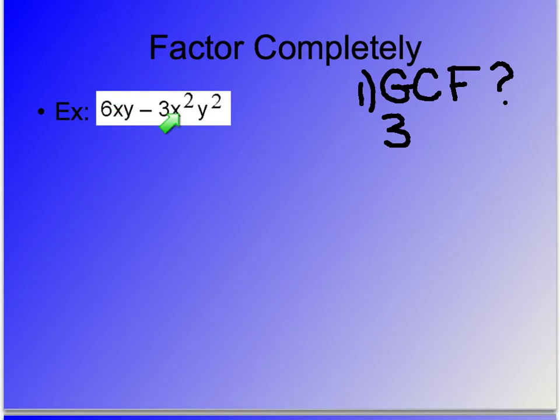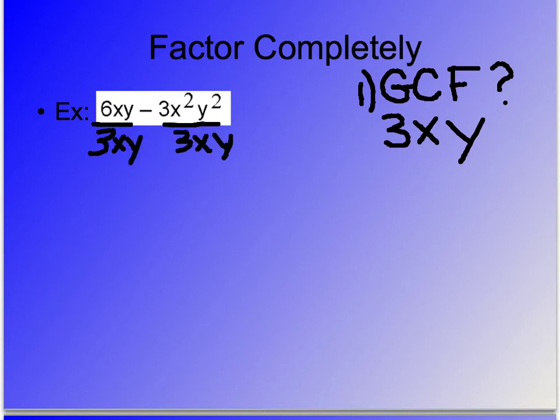They each have an x part, and this one has the lowest exponent, so x will be part of my greatest common factor. And lastly, the y's. Each has a y, y being the least exponent of the two, and so y is part of our greatest common factor. So now I take that greatest common factor, divide it into each term, and remember to write it on the outside for your answer.